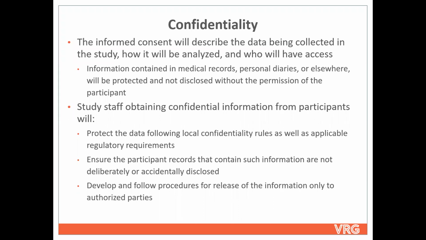Study staff who are obtaining confidential information from the participants also need to agree to protect the data, and they'll do that following local confidentiality rules as well as any applicable regulatory requirements. They need to ensure that the participant records that contain identifiable information are not deliberately or accidentally disclosed. So that means they need to keep information in a locked cabinet. They need to make sure that they're not leaving information out that other people can find. And they should develop and follow procedures for release of the information only to authorized parties.